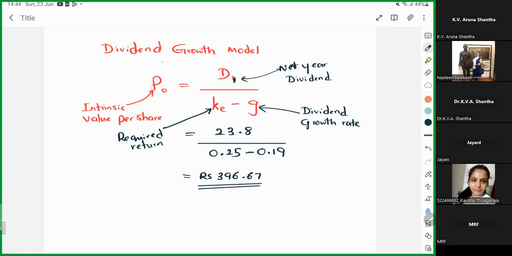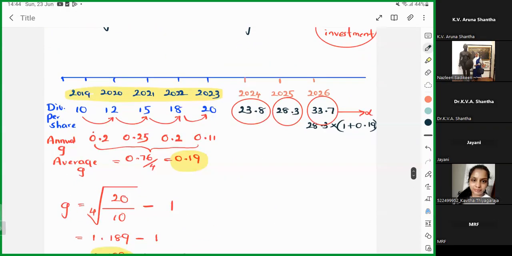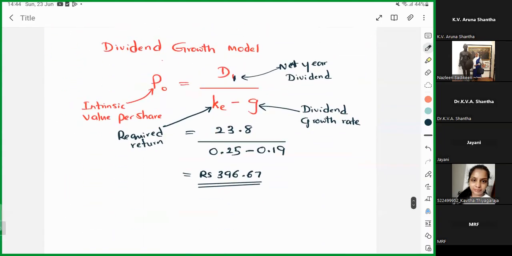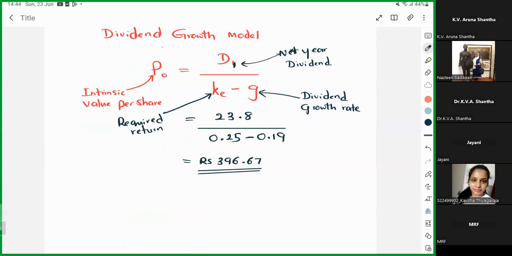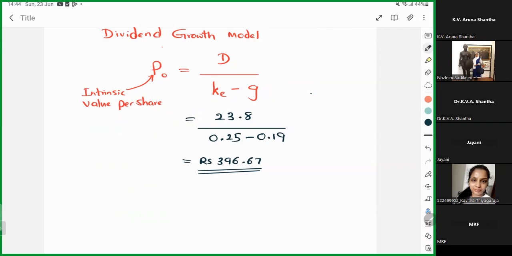Yes sir, got the answer, 396.67. Now, if the dividend pattern is like this, if you assume that the dividend will continuously increase at the rate of 19%, so if the dividend is expected to increase at a particular rate, you can apply the growth model to get the present value of future dividends. That present value, 396.67, is equal to the intrinsic value per share.